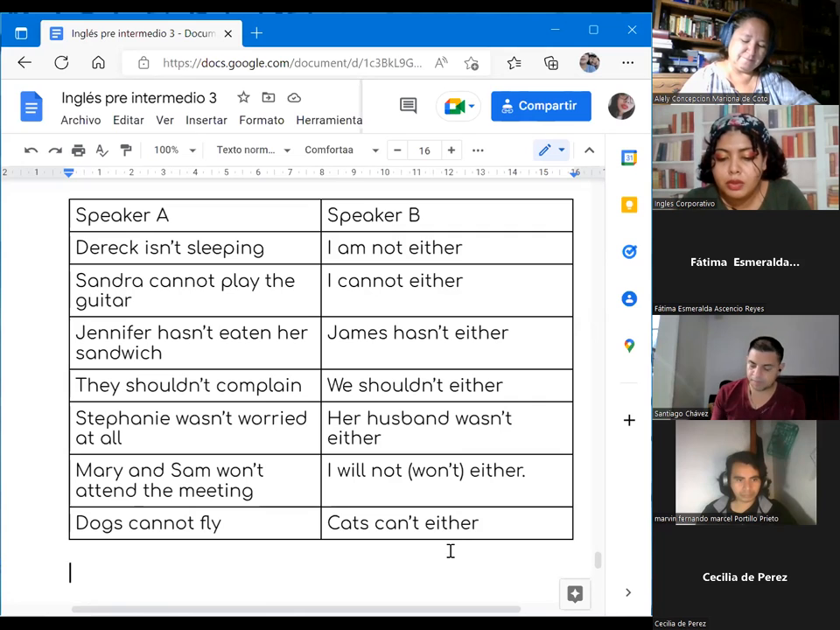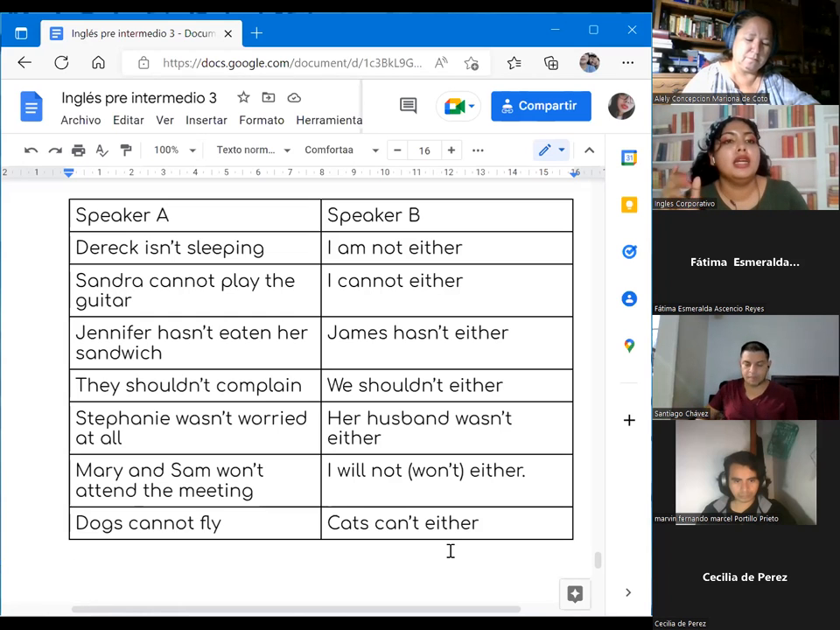So, we are going to see. I'm going to write a couple of sentences. And you are going to find the correct word that we can use. Either, neither, to, or so. Vamos a ver cuál es la correcta. Voy a escribir las oraciones dejando el espacio para la respuesta. Y les voy a dar tiempo que la lean, la analicen. Y luego vamos a ir diciendo cuál es la respuesta correcta.